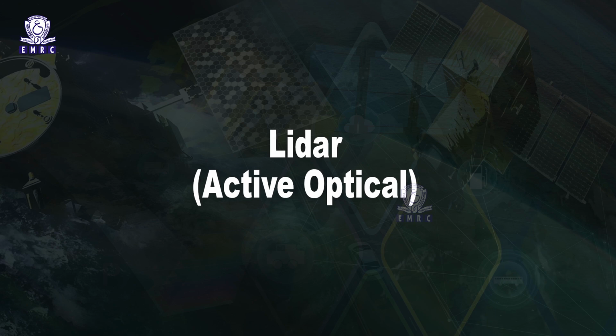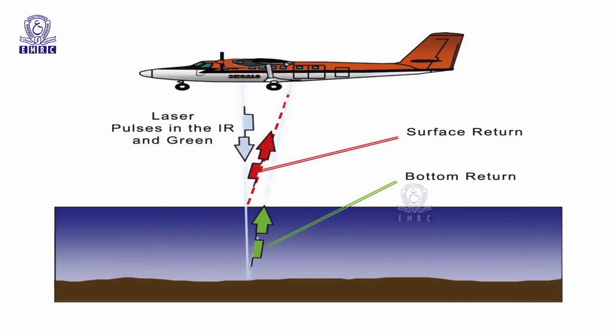LiDAR. Active optical. LiDAR is a light detecting and ranging system that uses laser light as an illuminating source.